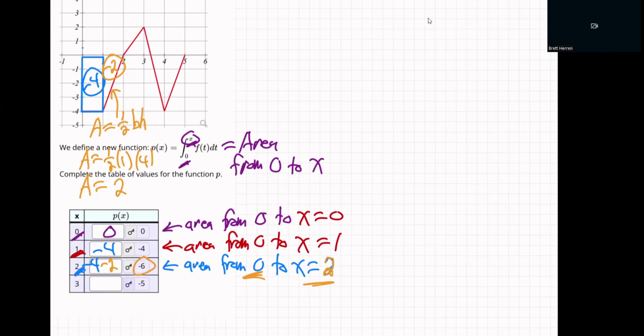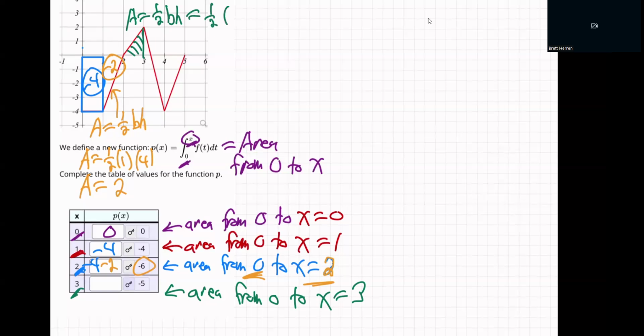And there we go. Okay, now lastly, all the way to 3. So we want the area from 0 to x equals 3, to here. So we need to find the area of this little triangle here. The area again of any triangle is a half times base times height. So half, the base is 1. The height is 2, right? Base 1, height 2. The two lines that are 90 degrees to each other. And that just comes out half of 2 is 1.